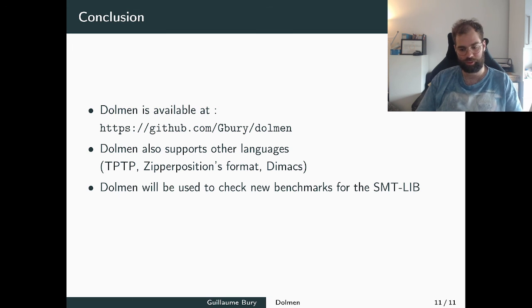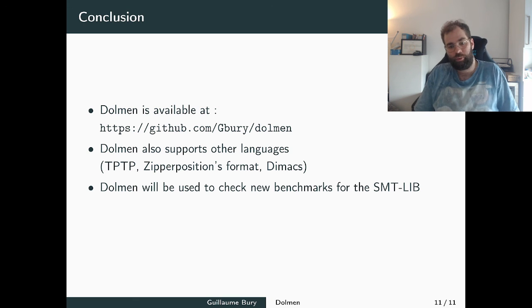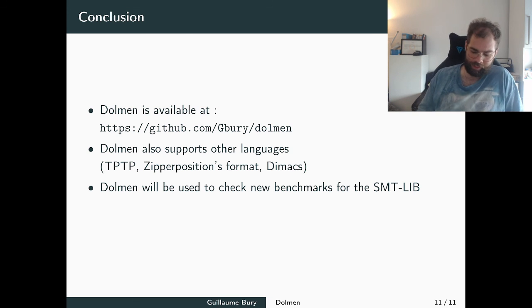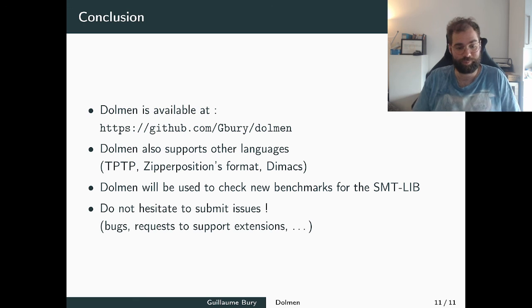I'm in talks with maintainers of the SMTLIB benchmark collection, and Dolmen will very likely be used as one of the many checks that will be performed on the new benchmarks starting soon. So that's nice. And lastly, try Dolmen and do not hesitate to submit issues if you find any bugs, surprising behaviors, or if you want to request support for extensions of SMTLIB and so on.